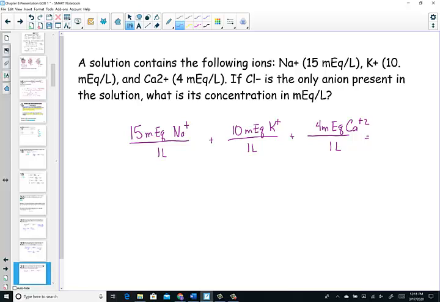Now remember, this is already taking care of the +2. So already, we don't double it. There's 4 milliequivalents of calcium ion already accounted for. So all we really need to do is to sum the total number of milliequivalents found in that solution, right? It's all the same solution, but it's containing 3 different positive charges.